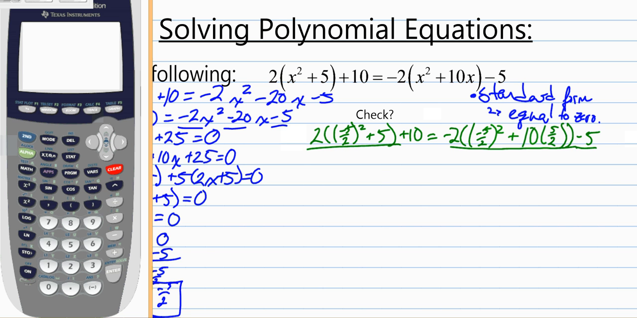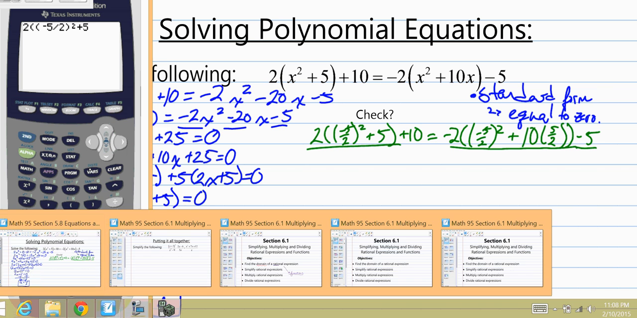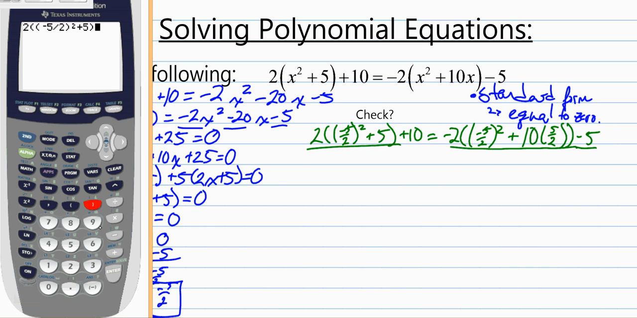I need to at least see that you plugged your x value in. So all I will do is I will enter this exactly as I see it into my calculator. 2, open, open, negative 5 over 2, close that one and square it. There's my x squared, plus 5, and I'll close that parenthesis, plus 10. If I hit enter, I get this value. Don't clear it. Keep that value.